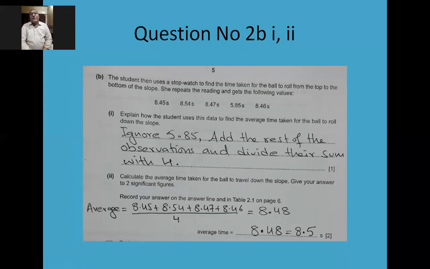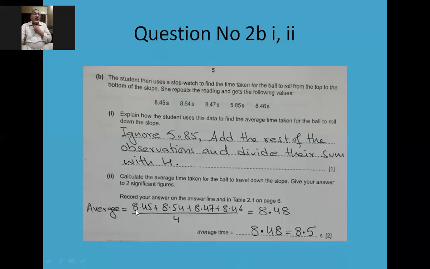So ignore 5.85, add the rest of the observations and divide their sum by 4. Then the second part is, he says, calculate the average time taken for the ball to travel down the slope. Give your answer to 2 significant figures. We have to write the answer in 2 significant figures.